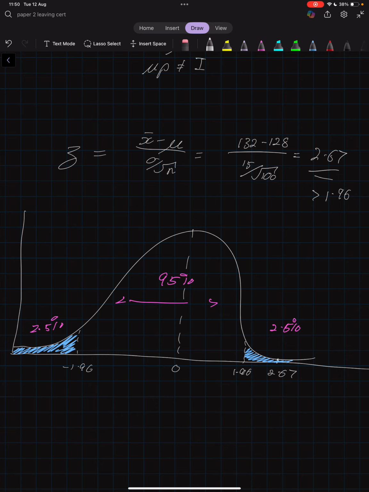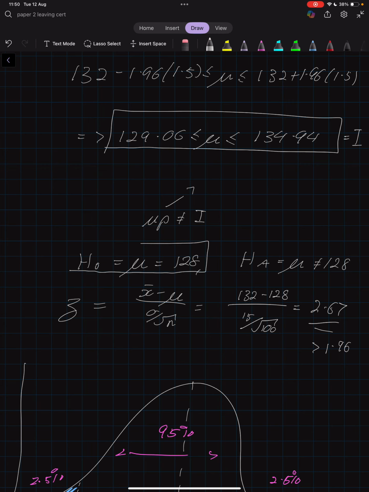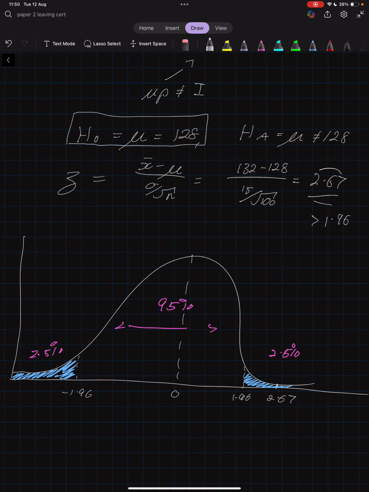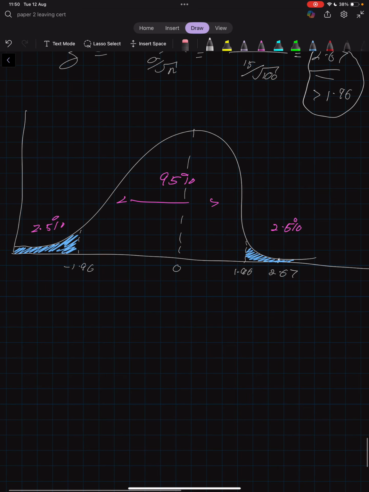All right. So I was supposed to do a null hypothesis. Sorry. So my null hypothesis H naught is that your average is still equal to 128. And my alternative hypothesis is that my average is not equal to 128. The null hypothesis is basically saying that the blood pressure is still 128. I tested that, and I got this result, which is way bigger than 1.96. So it's a significant result, and therefore we can say we reject the null hypothesis.